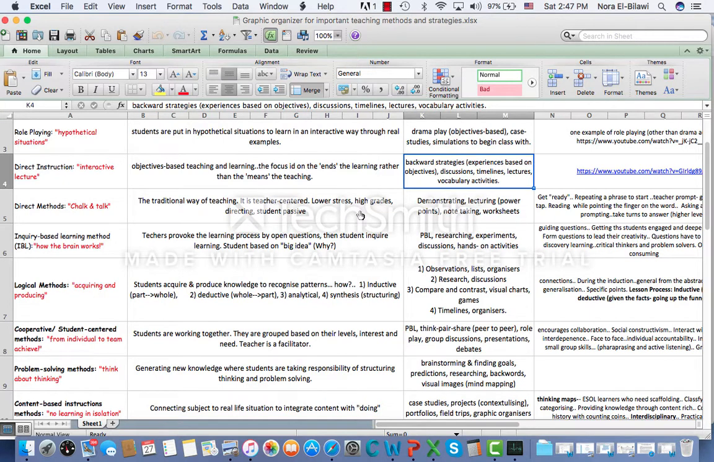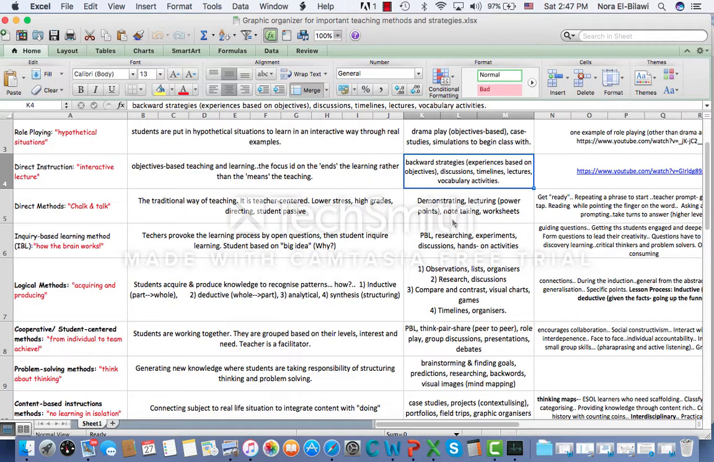There's a lower stress because students are not really put in situations where they have to answer questions. They are mainly listening and absorbing the information. High grades and high stakes are always in the process, because you want to learn as much and you want to answer at the end in the test to get the highest grade.